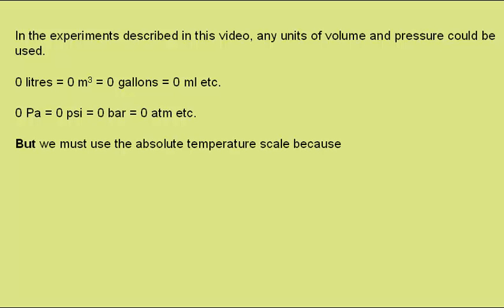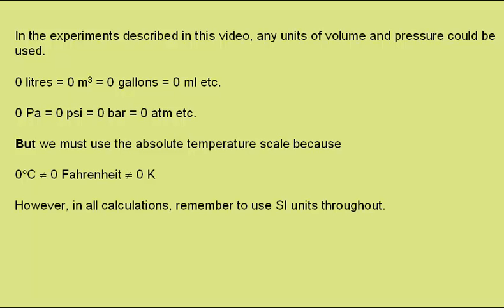But when we're using temperature, we must use the absolute temperature scale, because 0 degrees C is not equal to 0 Fahrenheit, which is not equal to 0 Kelvin. There is only the absolute temperature scale, the Kelvin scale, which has 0 temperature with a value of 0. However, in all calculations, don't forget to use SI units throughout. If your data is put in SI units, the answer will also come out in SI units.